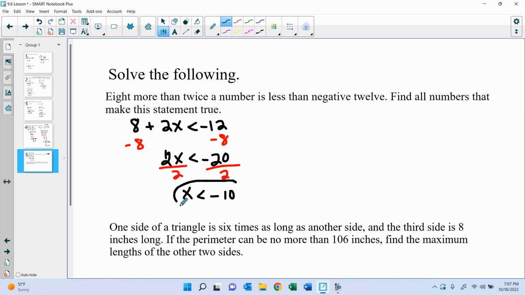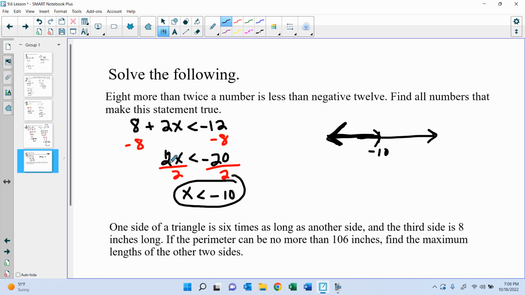And we could just stop there and give this answer because that's what it asked for. Find all numbers that make this true. X represented the number. So any number that's less than negative 10, if you were to plug it in here, it would be true. Now remember, less than, just to look at the number line, that'll help you. If we're at negative 10, less is to the left. So any number that would be to the left of negative 10. So like negative 20 or negative 11 or negative 10.5 or anything that's to the left over here would make this statement true.